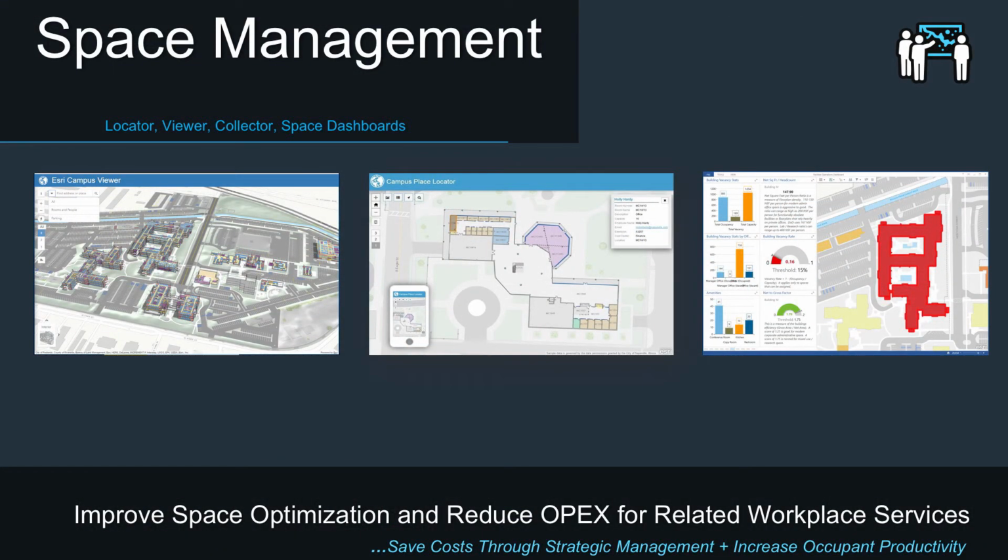So here I'm going to start with our first demo, and we're going to talk about space management. So with space management, the offering that Esri can provide for your organization, what you're going to get is a locator, a viewer, a collector tool to keep that underlying system of record for indoor facilities information up to date, and a number of focused space management dashboards. And you can use these tools to improve space optimization across your organization, as well as to reduce the operational expenditures you're presently incurring for workplace-related services. The goal here is to save costs through strategic management and increase occupant productivity in your organization.